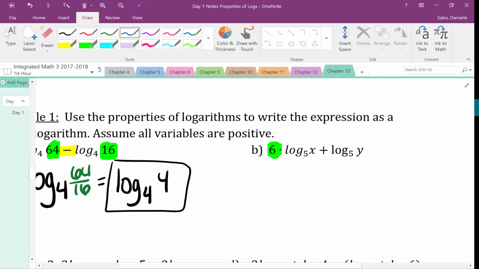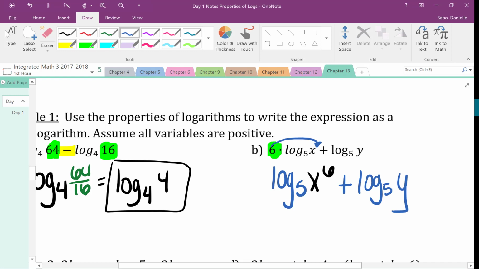Yeah, I'm going to bring it up, and it's going to become that exponent. So now I have log base 5 of x to the 6. That's where we're at right now. And I'm just going to rewrite the other parts out just so that we have it. So plus log base 5 of y. So the only thing that changed here is in black.